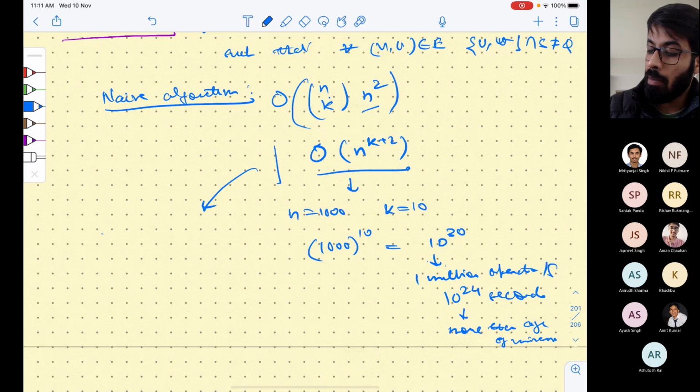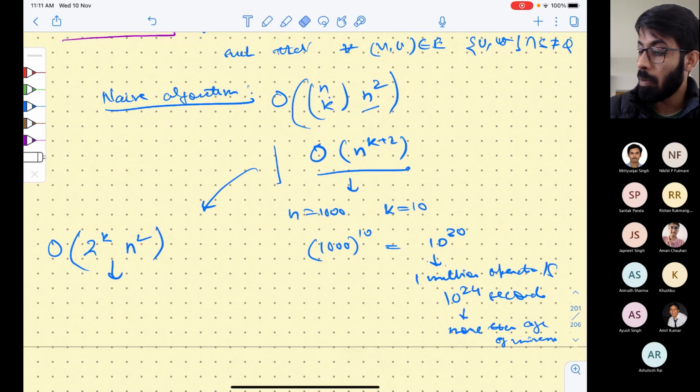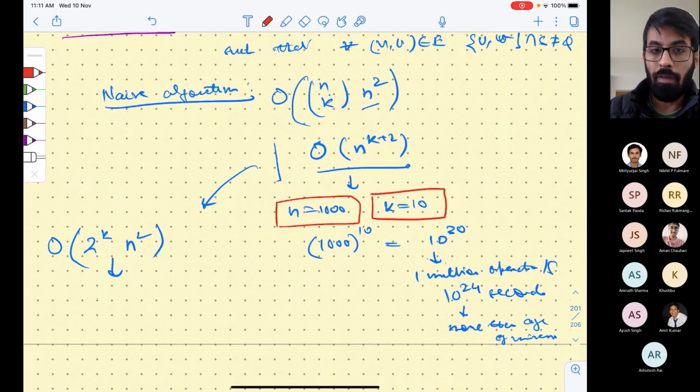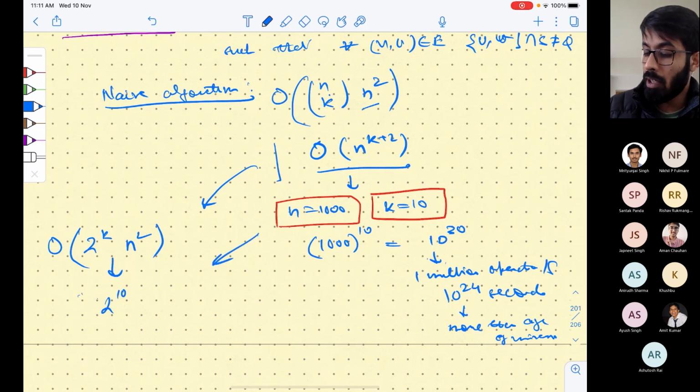But what if we can get a running time of the sort 2 to the k times n square? The point here is that we are looking for a small vertex cover as compared to the size of the graph. So if k is 10 again, then this becomes 2 to the 10 and 1000 square, which is not much. This is very feasible.